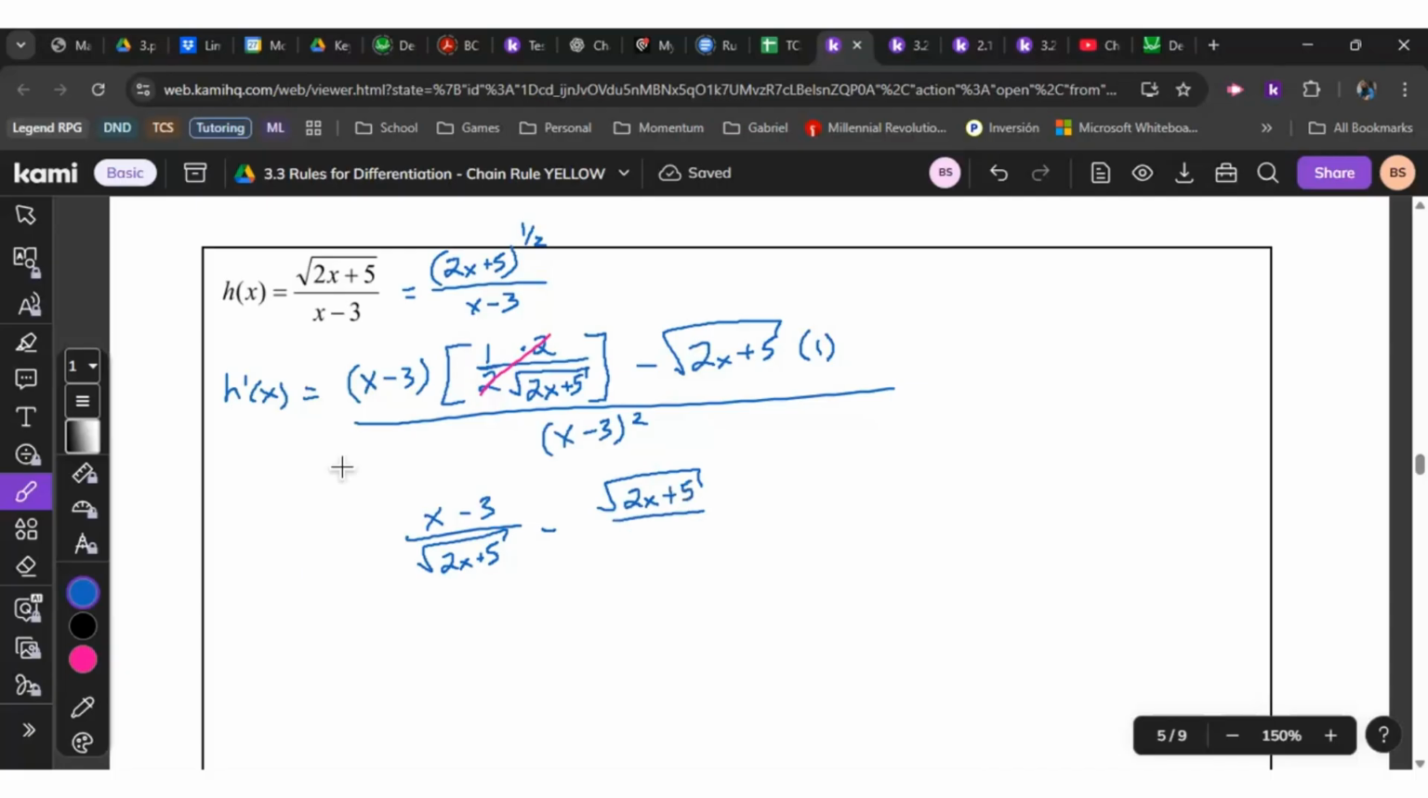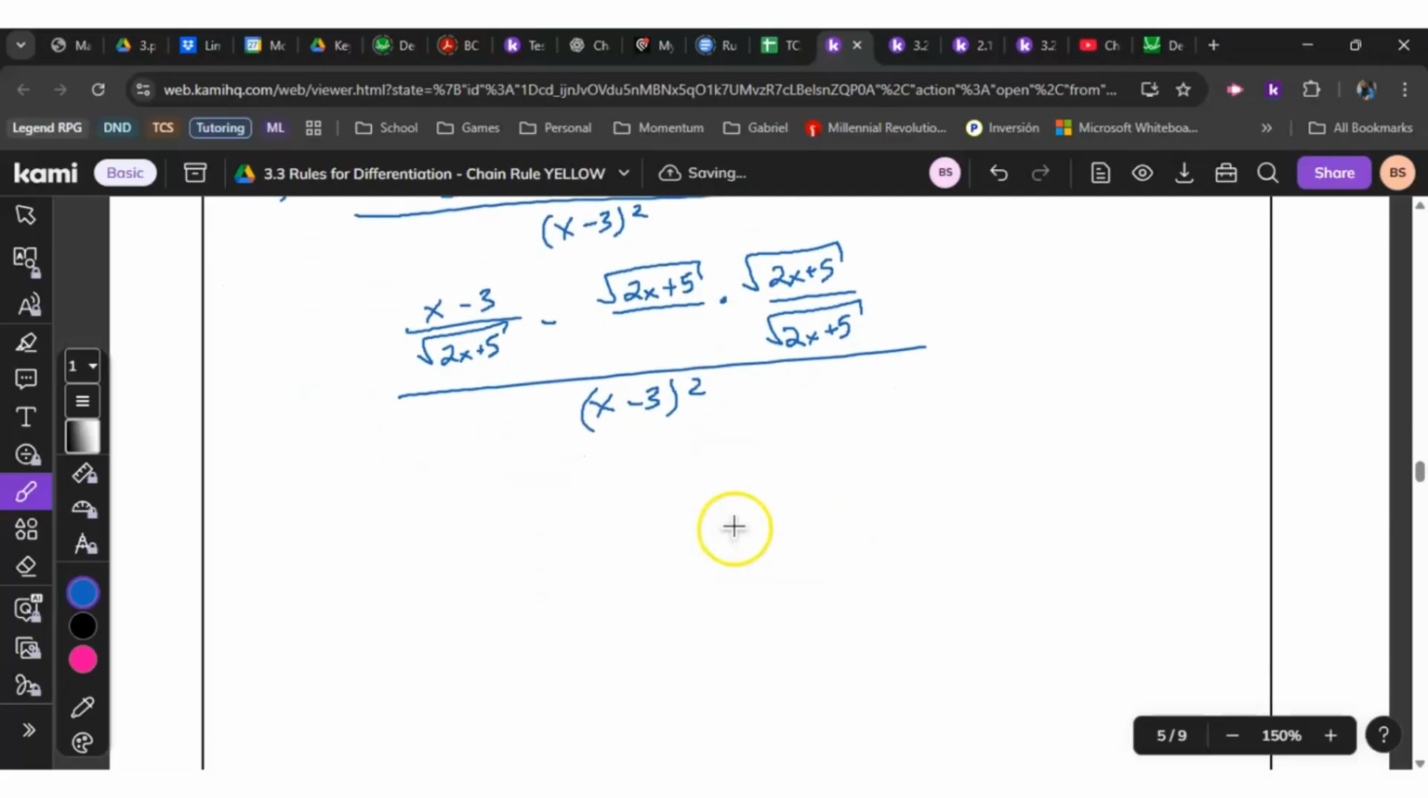Now, this one, I should probably get a common denominator, right? So this is currently over 1, so what would I need to multiply it by? Yeah. Square root of 2x plus 5 over the square root of 2x plus 5, all over x minus 3 squared. I did that because now these have a common denominator. I can put them together. What's any square root times itself? 2x plus 5. Exactly. Now be careful here. I would put a parentheses around it so you don't mess up with that negative, okay? And it's over the square root of 2x plus 5.